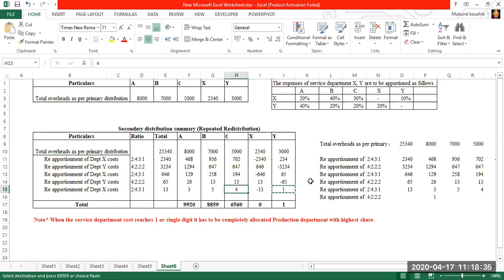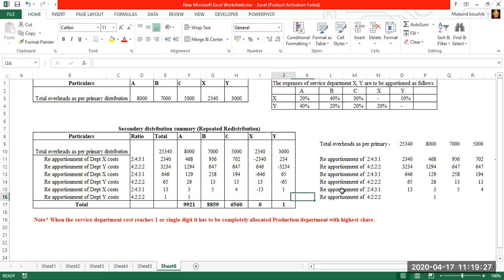So this 1 rupee which is available in service department Y has to be reallocated, right? In service department Y we have 1 rupee. When we are allocating service department Y cost, we have to follow the ratio of 4:2:2:2. Out of this, department A has the highest share, that is 4 in the total ratio. All other departments have a share of only 2. So instead of allocating this 1 rupee in this ratio and converting into decimals, we have to avoid decimals here. This entire 1 rupee will be allocated to the department which has the highest share. Which department has the highest share? Department A. So that entire 1 rupee will be allocated directly to department A.